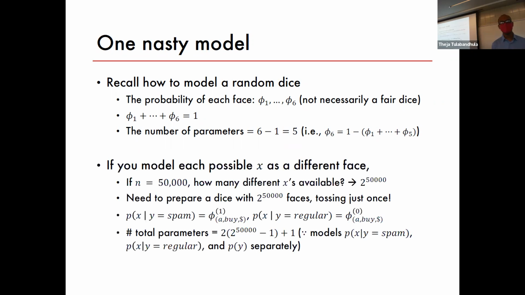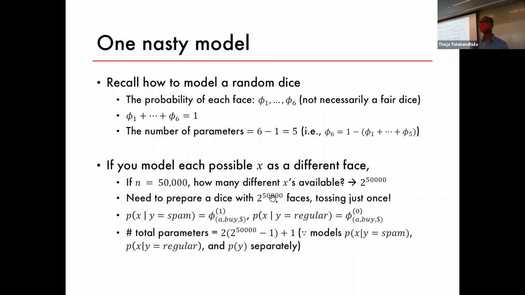Now imagine we have this n-dimensional binary vector. How many such vectors are possible? The number of possible vectors is 2 to the power n. Let's say n is 50,000, then the number of x's which are possible is 2 to the power 50,000. Now you can imagine each of these vectors having a corresponding probability value. Then you're really thinking of a probability mass function which needs to have 2 to the power 50,000 values. So basically, you can think of a die with 2 to the power 50,000 faces.